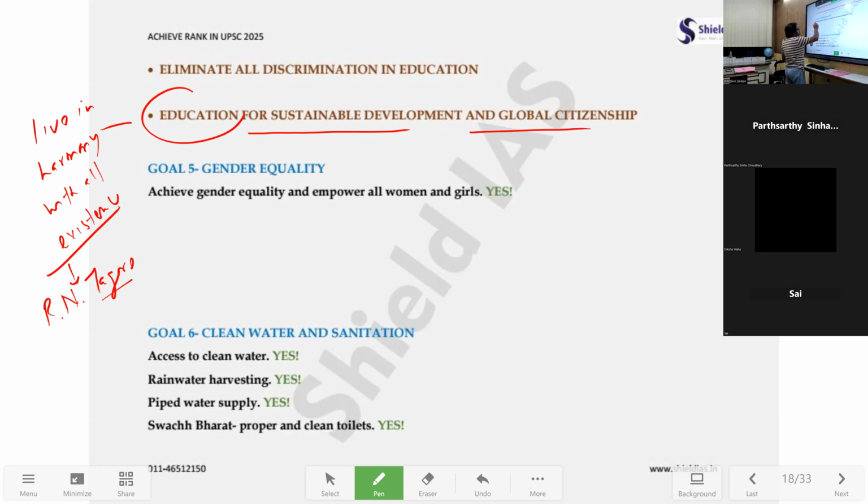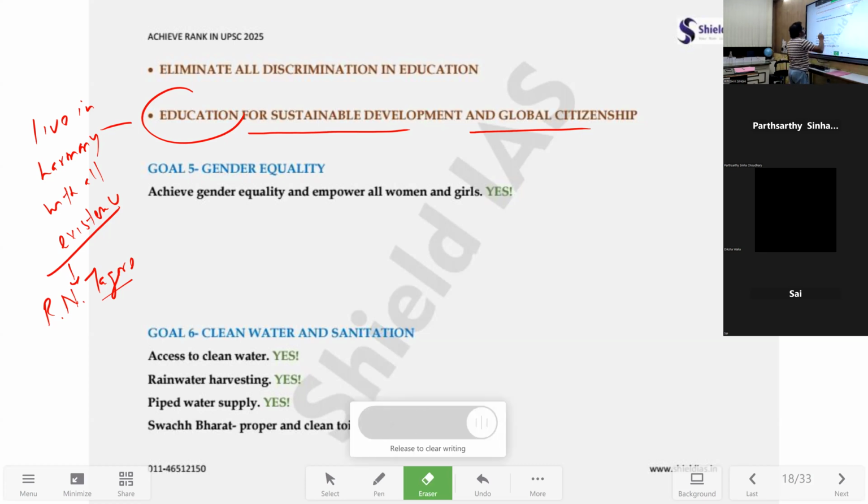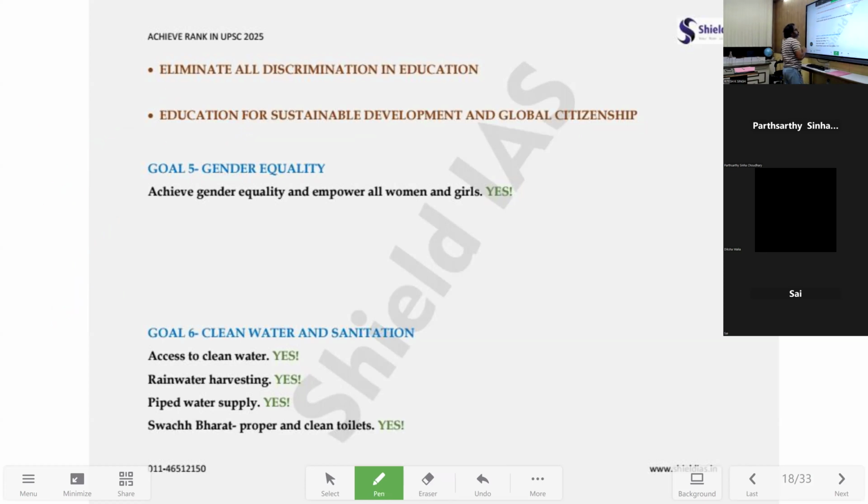Next is goal number 5, that is gender equality. To achieve gender equality and empower all women and girls, and we have discussed that in the issue of women empowerment in detail. So no more word on this.